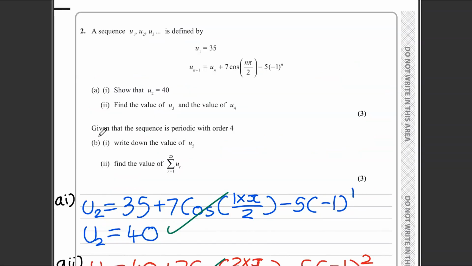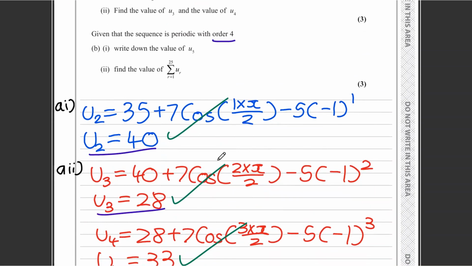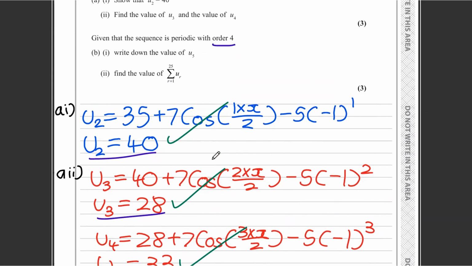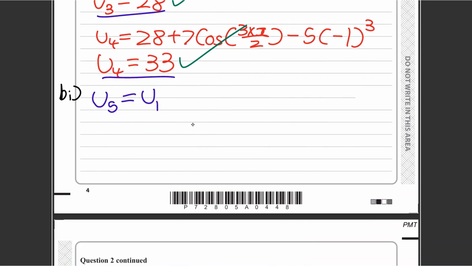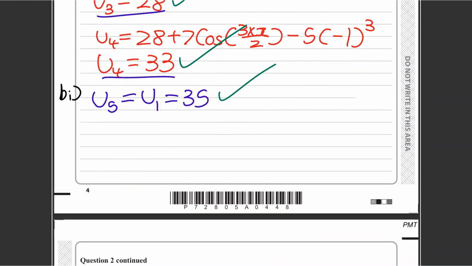Okay, and then for part B, we're told that the sequence is periodic with order 4, and for the first part of B, we need to write down the value of U5. Now, if it's periodic with order 4, this means that after every 4 terms, it repeats itself, okay? So U1 is equal to 35, U2 is equal to 40, U3 is equal to 28, and U4 is equal to 33. So these are 4 terms, and then after this, it's just going to repeat itself. So that means that U5 is going to be equal to U1 because it's going to start repeating itself. So therefore, this is equal to 35. So U5 is equal to 35.